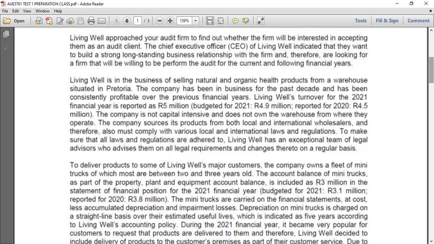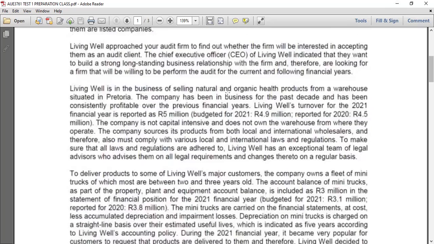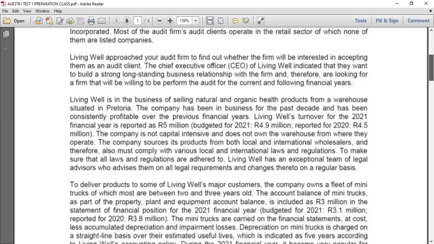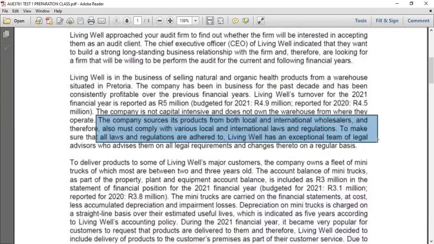Right, in the question that we have, we're told that, all right, they were talking about the strong relationship. Let me just see what they talked about. The company sources both local and international wholesalers. So there will be complexity there, because they now have to deal with effects of transactions in foreign currency. So there are special requirements.